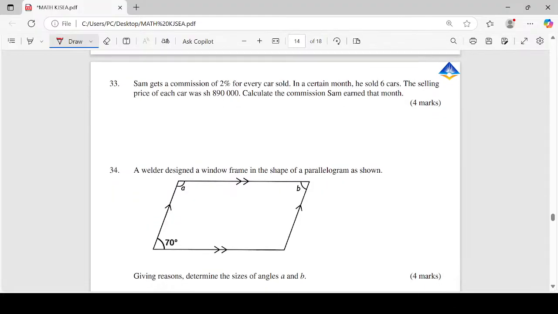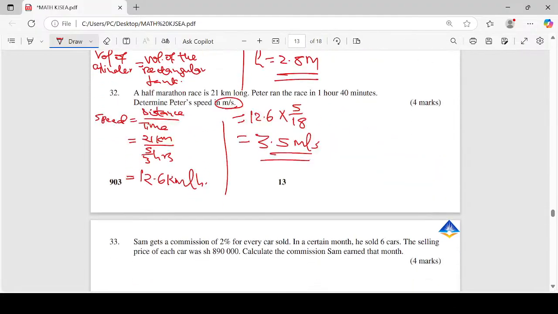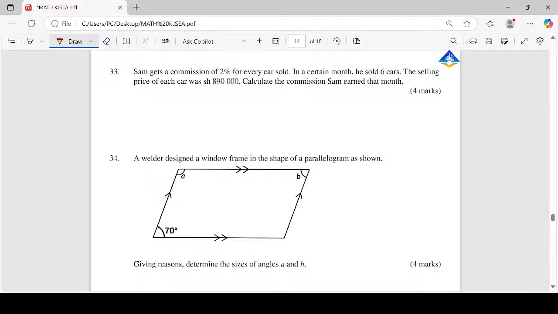Question 23. In that one we are done. Sam gets a commission of 2% for every car sold. In a certain month, he sold 6 cars. The selling price of each car was 890,000. Calculate the commission Sam earned.